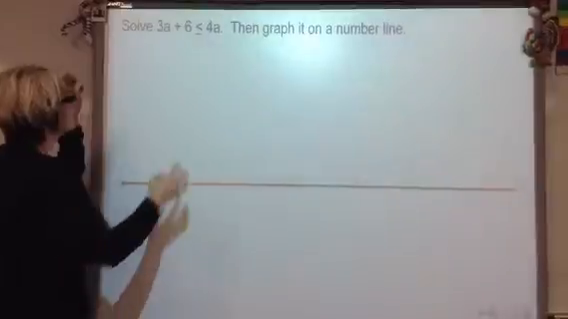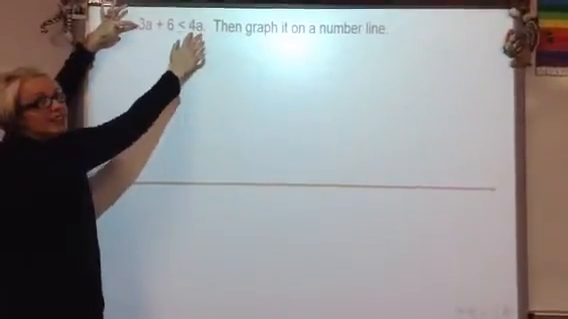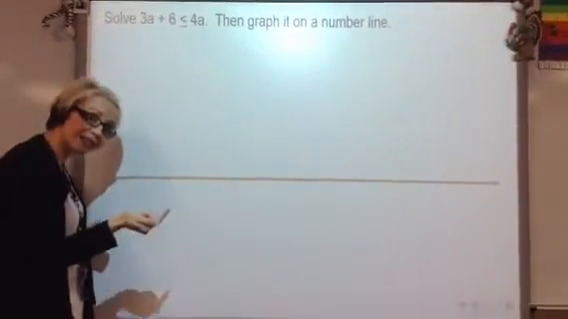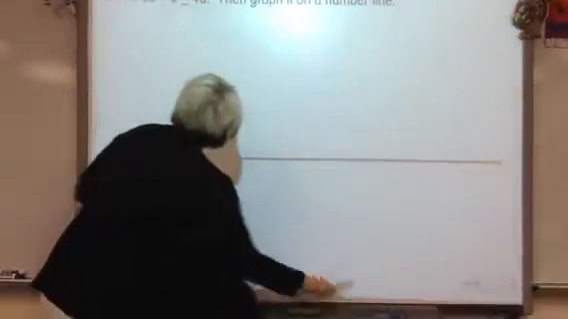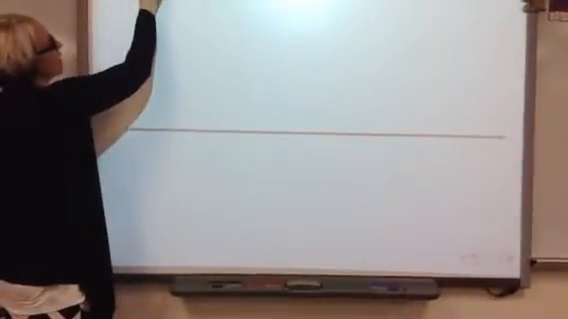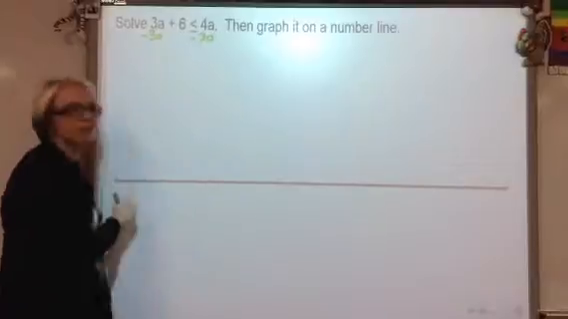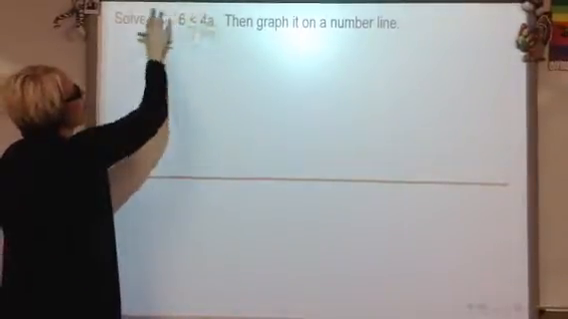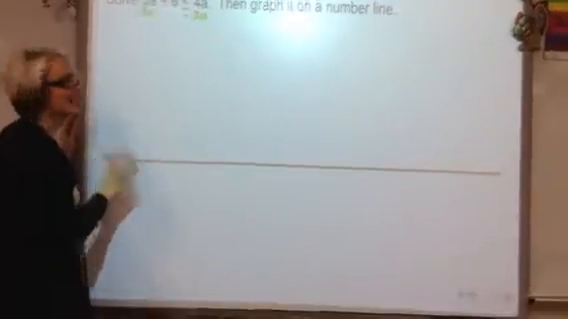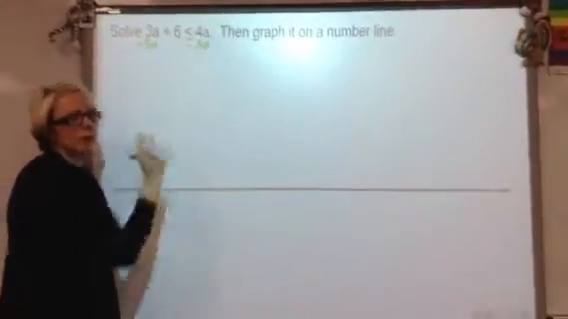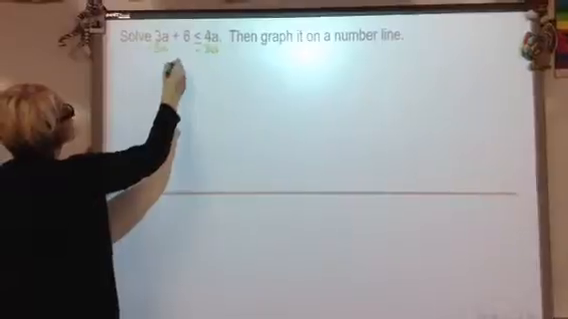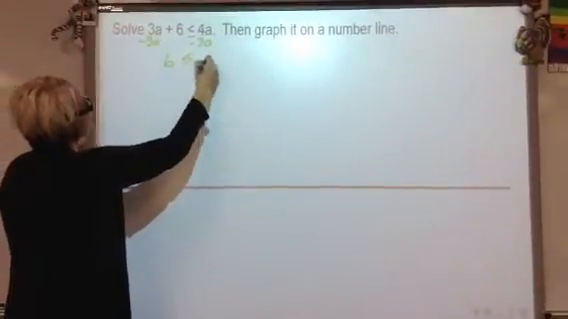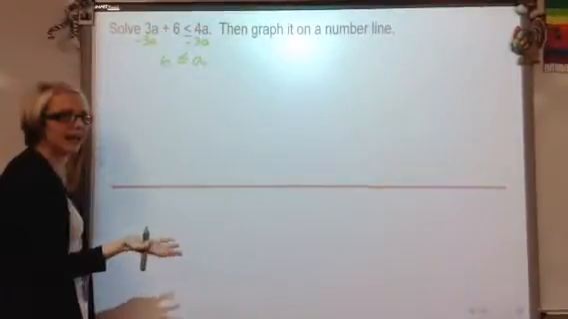Now, for example 3, what happens when we have a variable on both sides? Our goal is to get variable on one side and number on the other. So what we're going to do here is subtract 3a first. Think about why we're subtracting 3a first. I want to get this 6 by itself. I want all my a's together on the right side. If I subtracted 4a over here, I wouldn't have that. So I have 6 is less than or equal to a, or 1a.